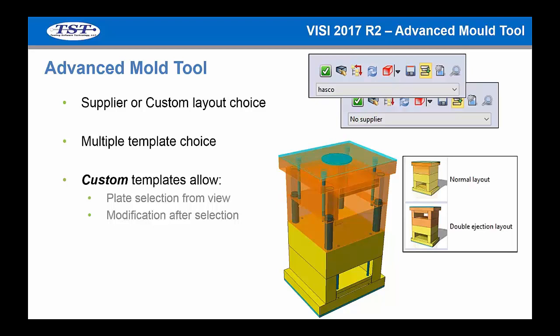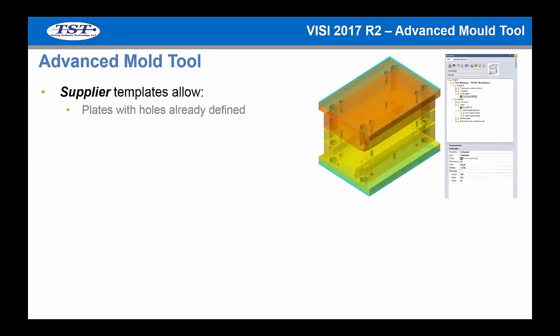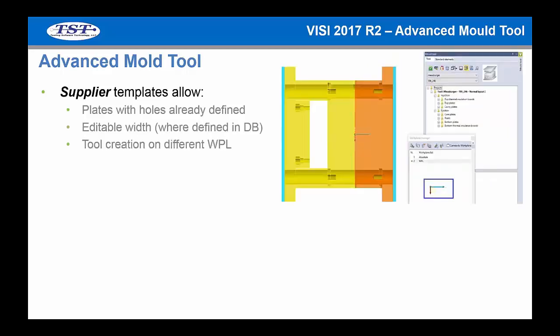So plate selection from a view, modification after the selection is available, and the correct attribute assignment after the selection's been made. Based on this choice, we can use different templates and select the relevant plates and load them by supplier, or define the mold plates as a custom plate. So the supplier templates allow plates with holes already defined, and editable widths where defined in the database. We'll be able to add those. Also, tool creation on a different work plane as well. So greater editing and flexibility of standard elements is the new ability through here.